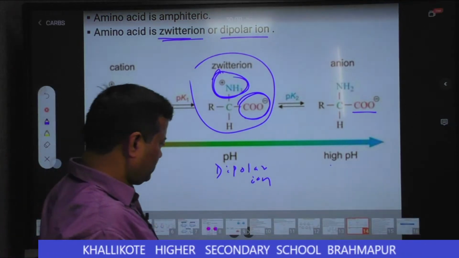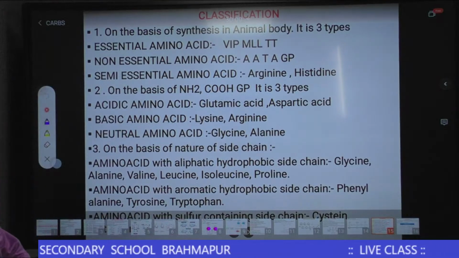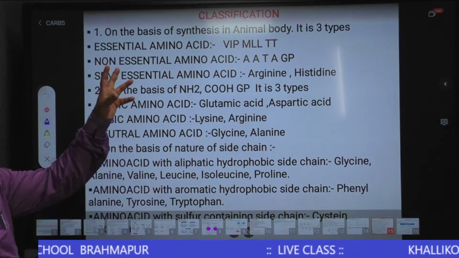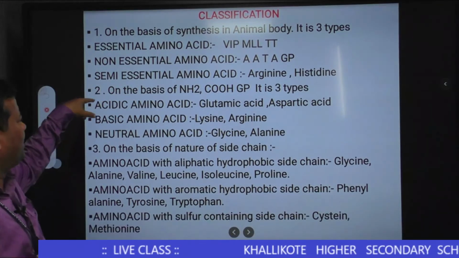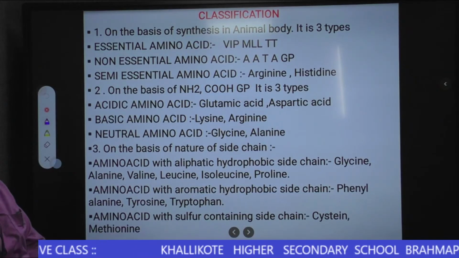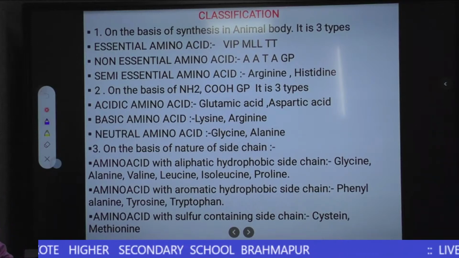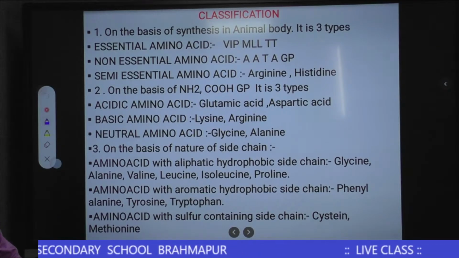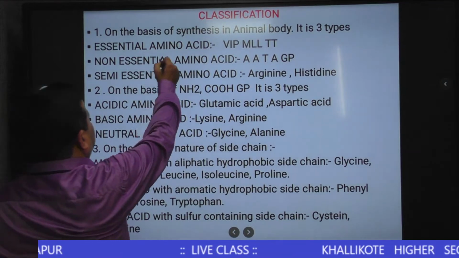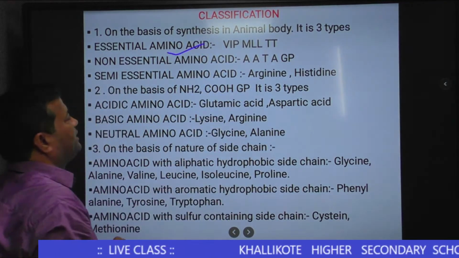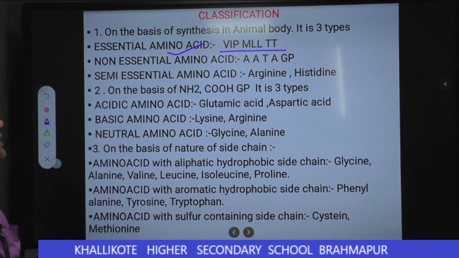Next comes to the classification of amino acid. On the basis of synthesis in the animal body, it is again three types: essential amino acid, non-essential amino acid and semi-essential amino acid. What is essential amino acid? Those amino acids which are not synthesized in the human body. They come through the diet. This type of amino acid is called essential amino acid. About 8 essential amino acids are present.